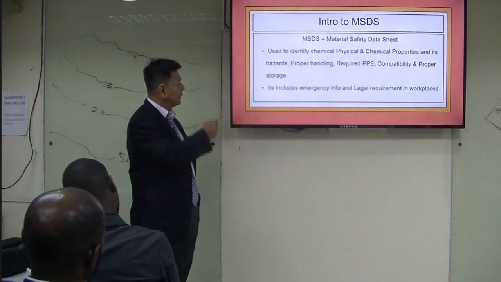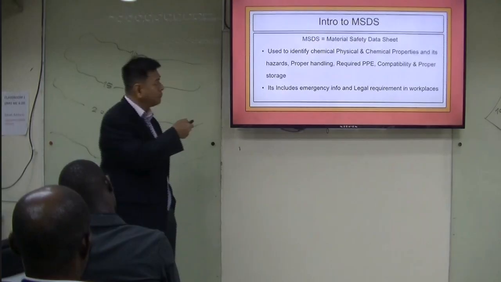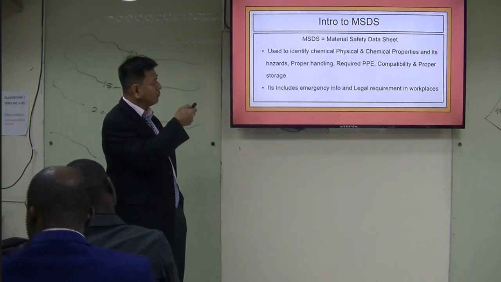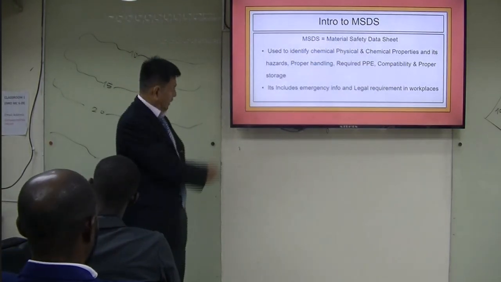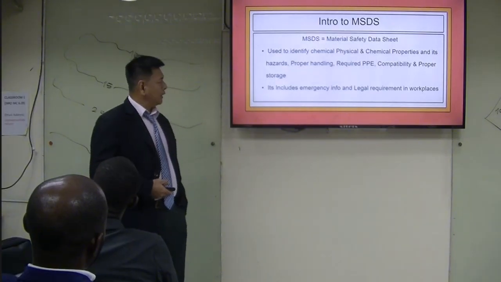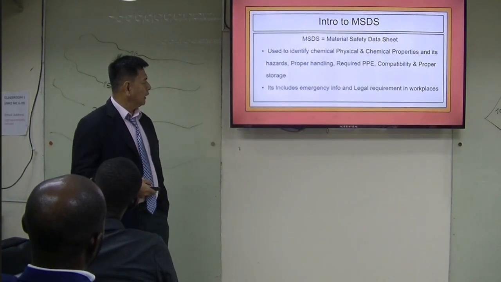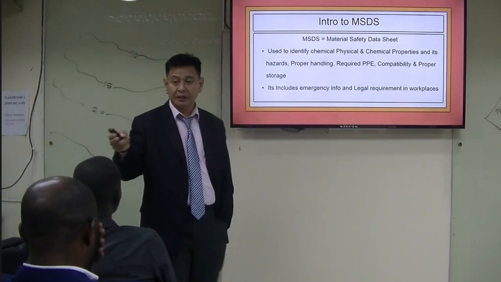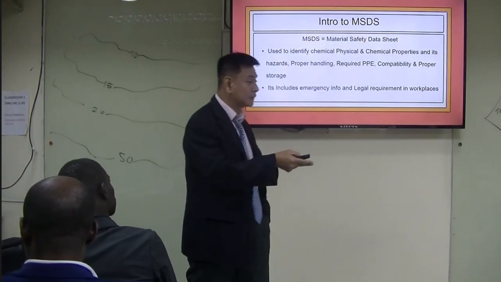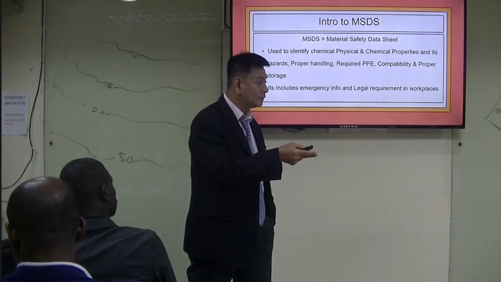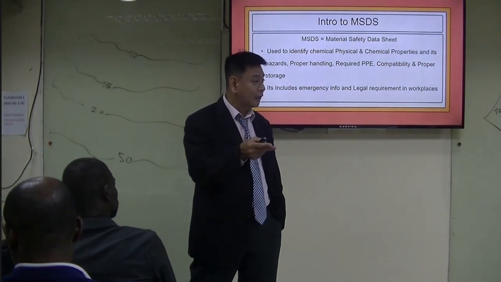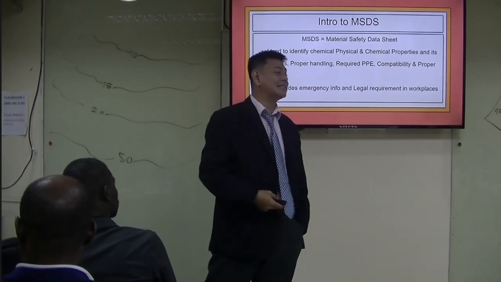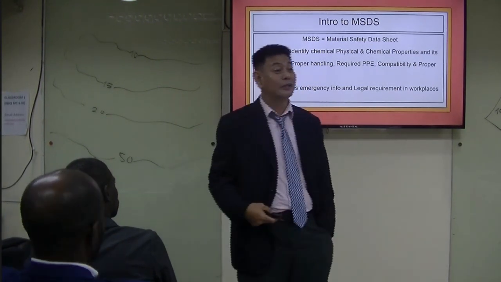The MSDS, Material Safety Data Sheet, is used to identify the physical and chemical properties, hazards, proper handling requirements, compatibility, storage, including emergencies. Like what I told you about the shampoo, have you read that one? No, you only use it. But the hazard must also be included over there.